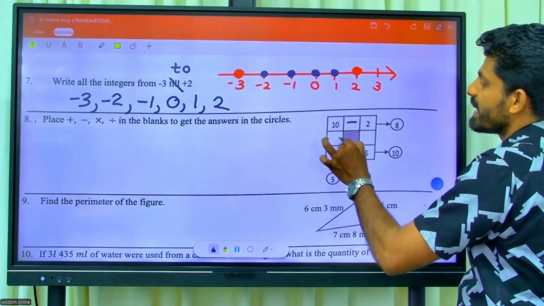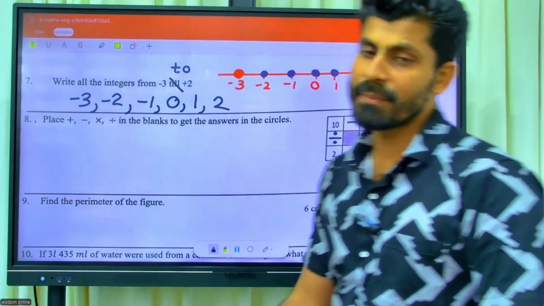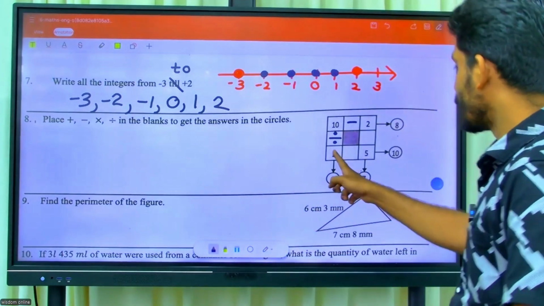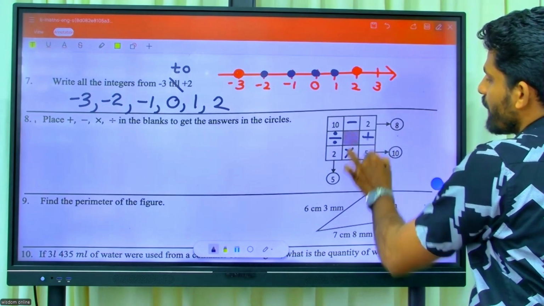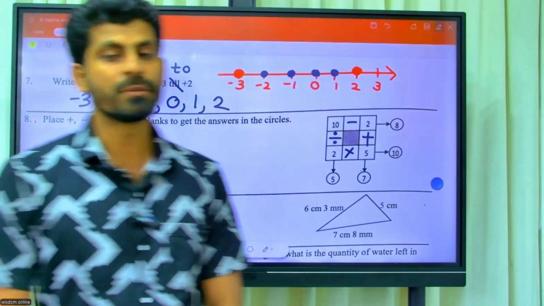That means 10 divided by 2 is 5. 2 multiplied by 5 is 10. 5 plus 2 is 7. Right? 5 plus 2, 7.